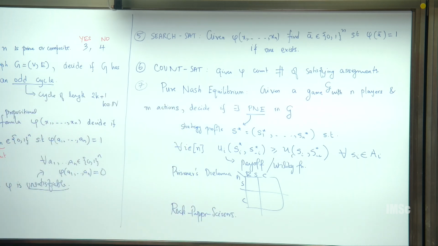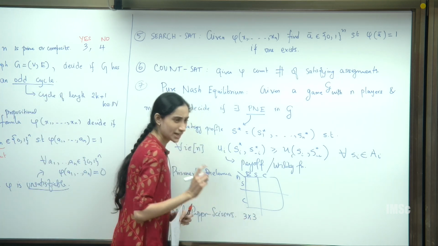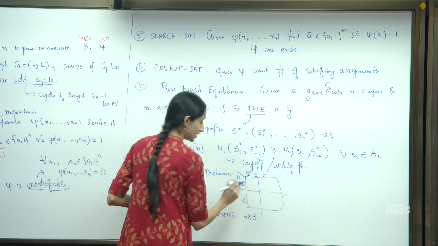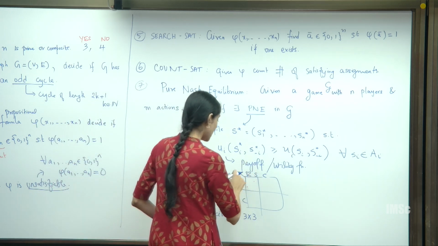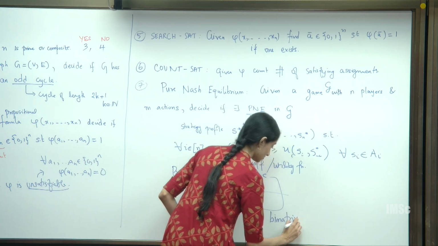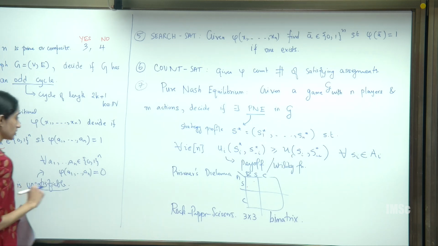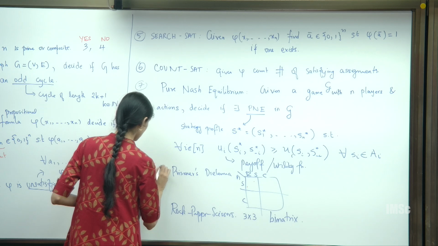Okay, so I'm not going to write in the entries, but this again was a 3 cross 3 matrix. It was actually not a matrix, it was a bi matrix. So every cell had 2 entries. So we can think of it as 2 matrices, right? One for player 1, one for player 2. So I'll call this bi matrix. You should think of it either as a bi matrix or 2 different matrices. So prisoner's dilemma is a yes instance.